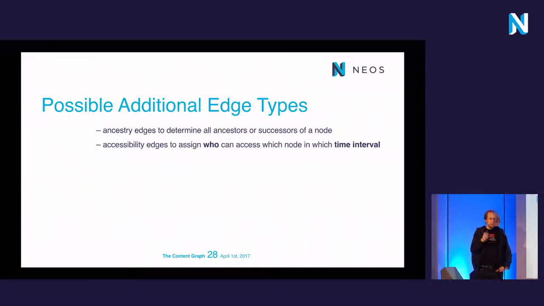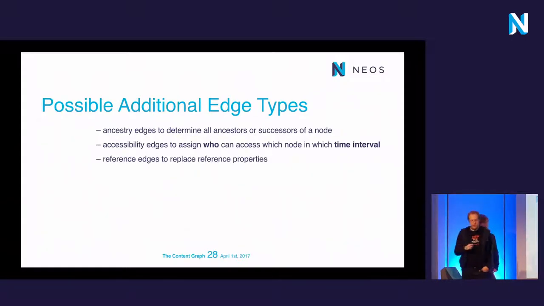Accessibility edges are a nice thing because currently, to know whether a node is accessible, from when to when, and for whom, you actually have to traverse up the tree and evaluate all the parents, because they might be disabled too, for example. And with edges, you can say who disables whom. And that's actually much nicer.